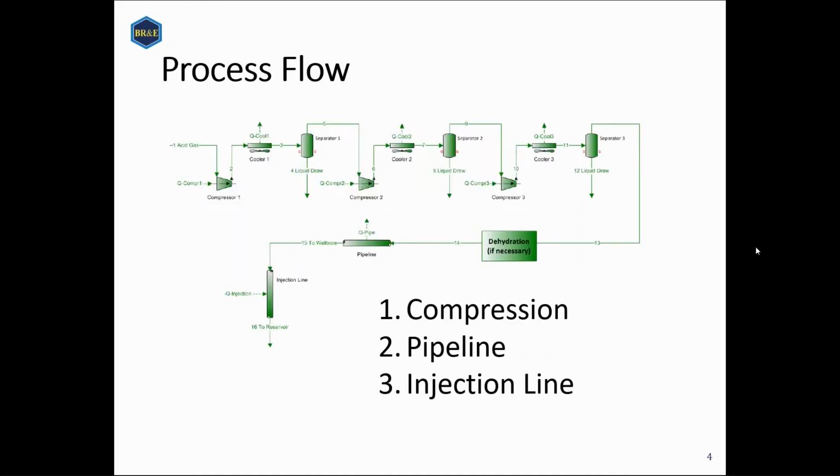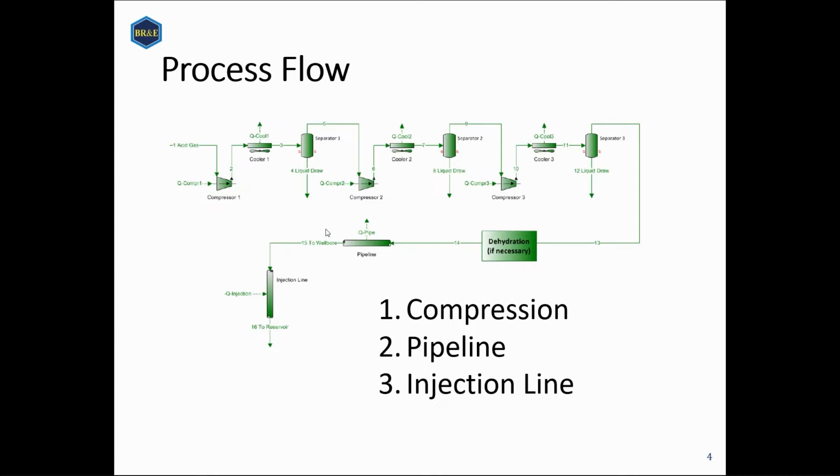Let's go ahead and take a look at the overall process flow. You have your acid gas coming in, some combination of trace hydrocarbons, a little bit of nitrogen, and then mostly H2S and CO2. So you do have to consider with those trace hydrocarbons whether or not at any point in this system you'll form a hydrocarbon phase. Not likely, but something to keep an eye out for.